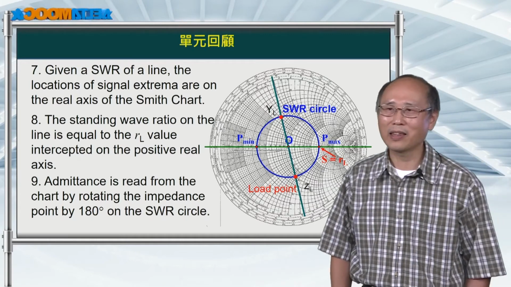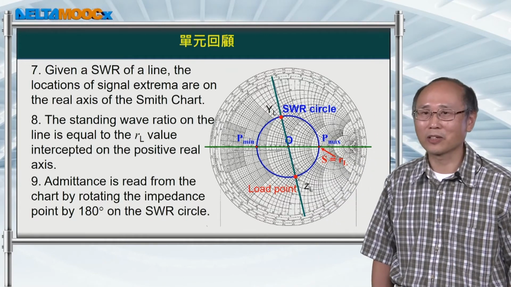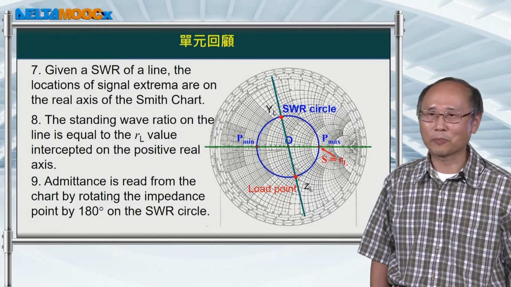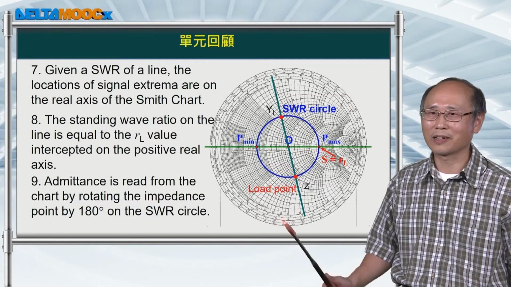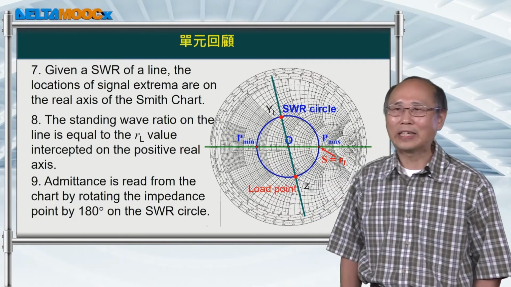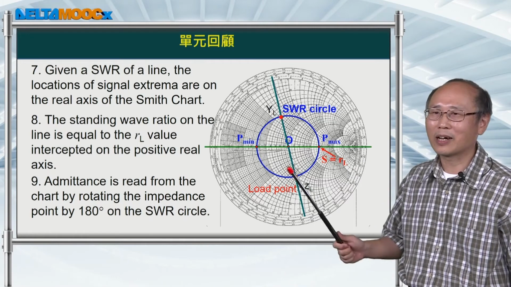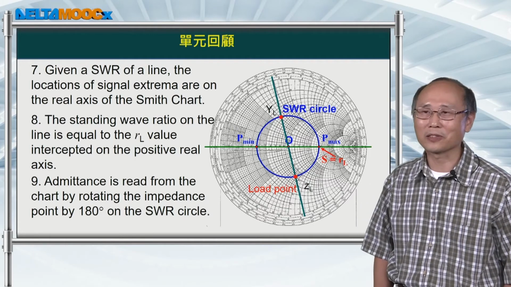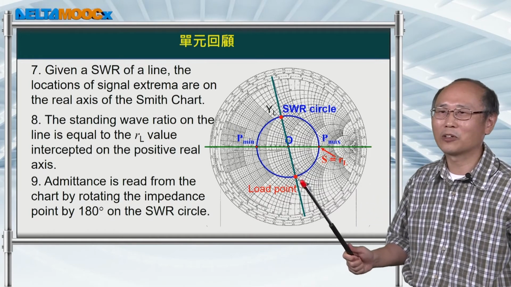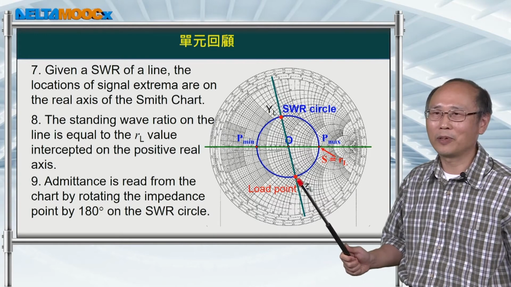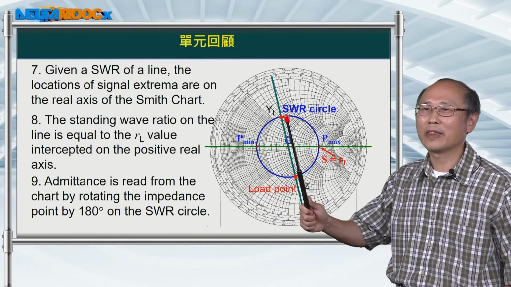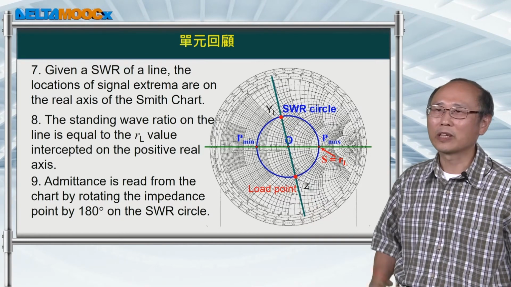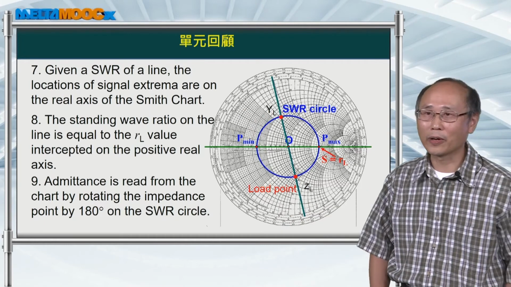Then we talked about admittance, because we talk a lot about parallel connection of a transmission line to other transmission lines, so it is easier to work with the admittance. It is convenient if a Smith chart can also offer the solutions for admittance. Indeed, if we just rotate the point of the impedance by 180 degrees, then the values of RL and XL at this point give you the normalized admittance.